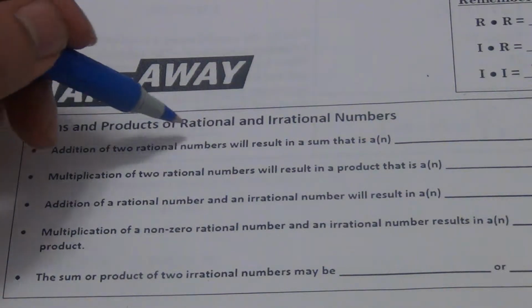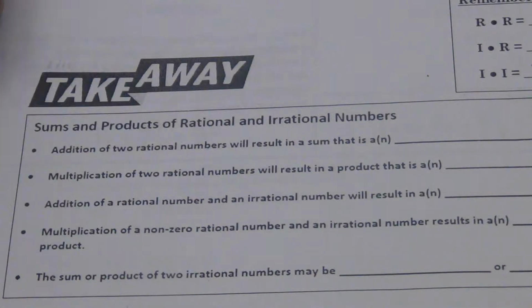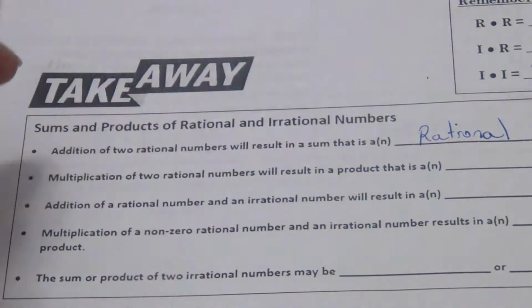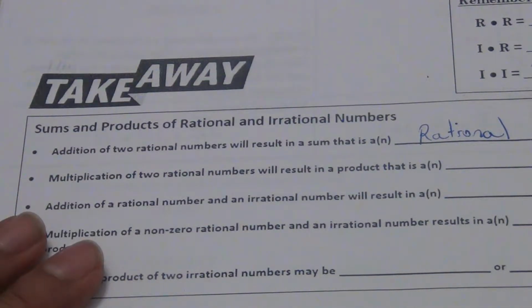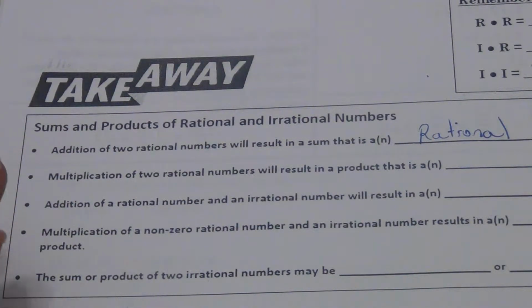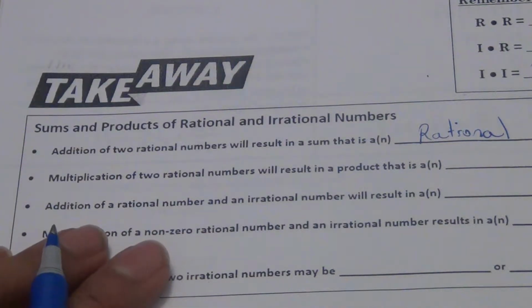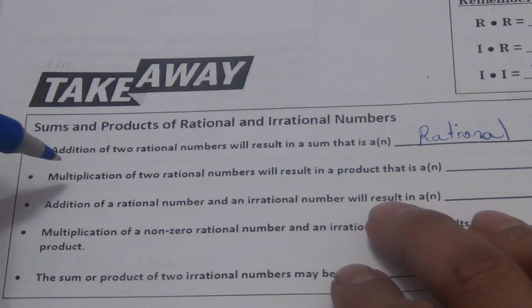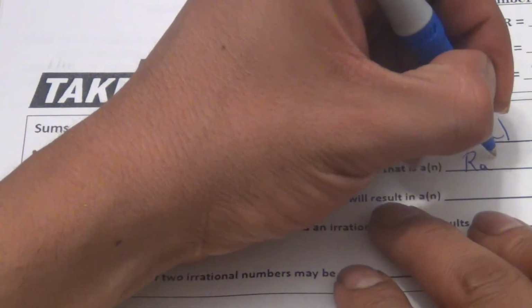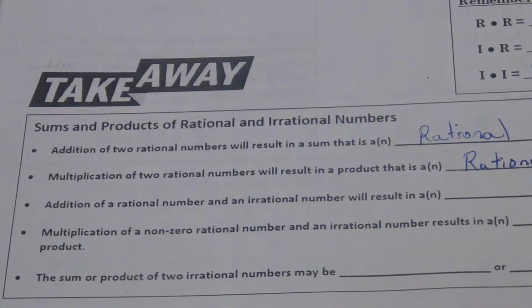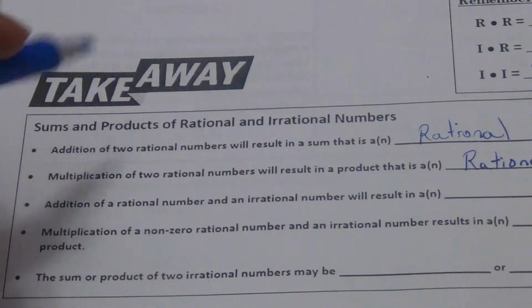So addition of two rational numbers will result in a sum that is what? Okay, and remember, you have to read this. You cannot just go and write the answer. You have to read it so you could memorize it, so you could learn it, analyze it, and then you will be able to produce a logical response, a logical argument. Multiplication of two rational numbers will result in, listen, rational, and with rational, we'll always give you rational. It's only when you multiply two irrationals that you get something different.